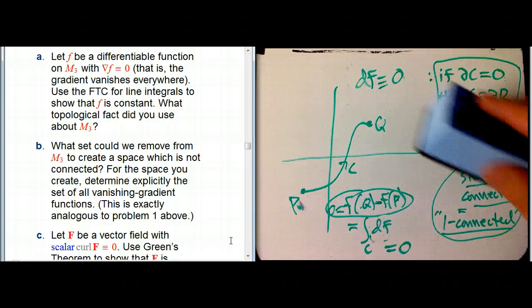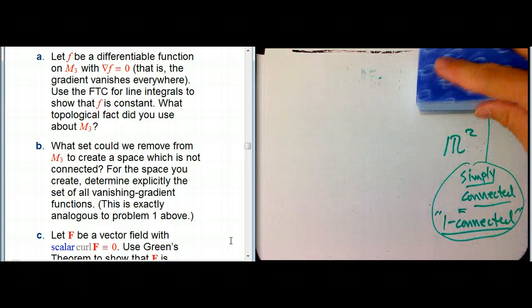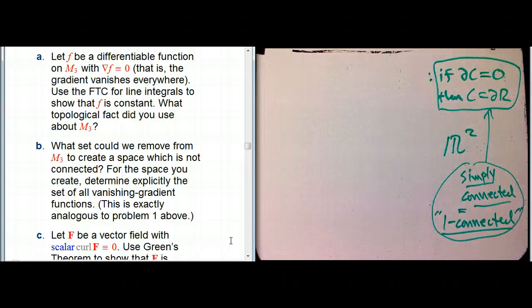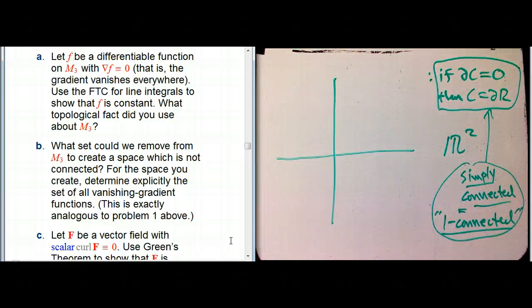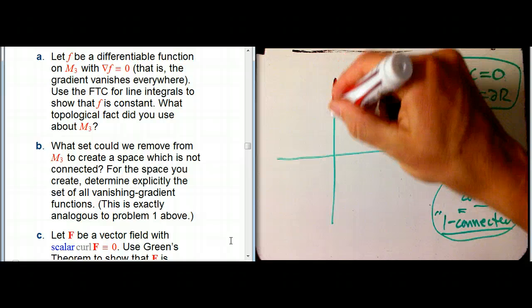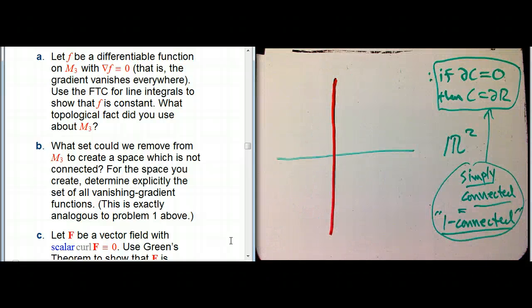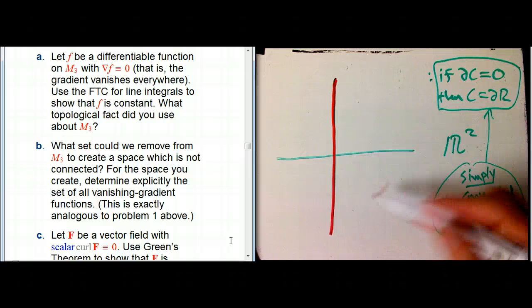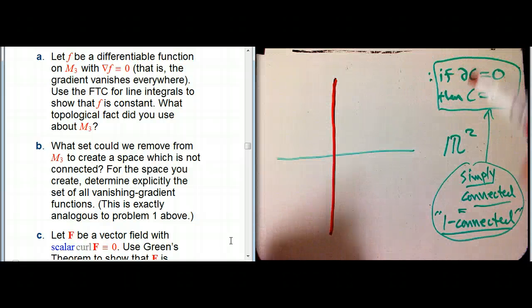What set could we remove from the plane? That was M3 in my master sequence here. I'm going to try and leave this for a minute, to create a space that's not connected. Various choices. We could just take out an axis and say it's everything but that, and say that's not in our universe anymore. Or we could take out a closed curve or any wiggly curve that goes off to infinity, anything that genuinely separates the set into 2 dimensions.